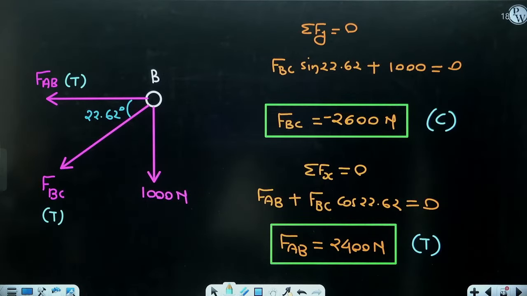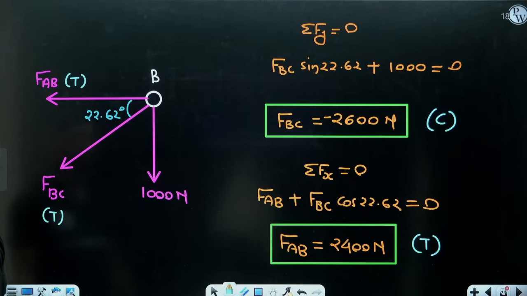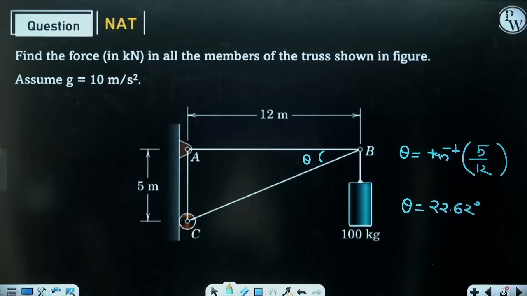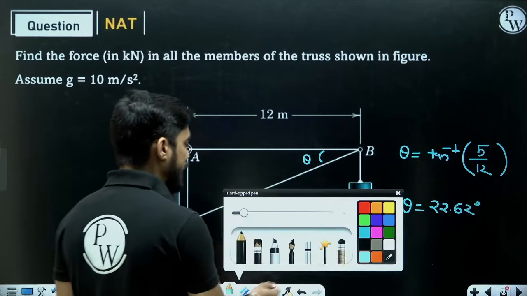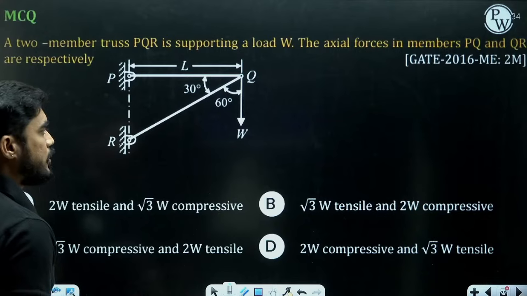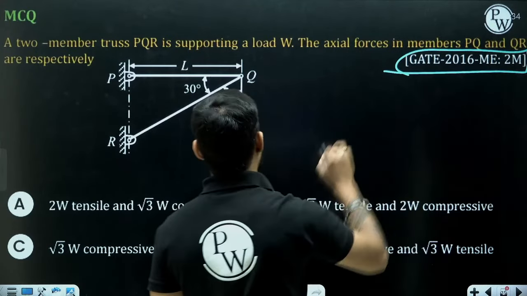2600 newton, 2400 newton and 1000 newton. FBC is compressive, FAB and FAC are tensile. Now in this problem I asked you to find the force in each member. In GATE you will not get this type of question. So in GATE what type of question you can expect? Let's see. This is a question from GATE 2016 and this is of 2 marks.